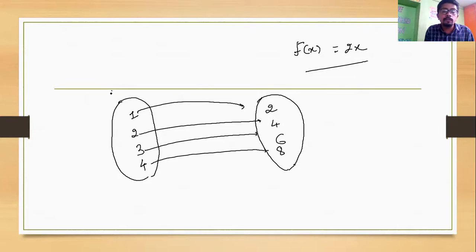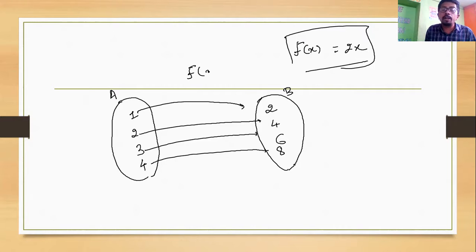So this is set A, this is set B. There are two sets, set A and set B. We are applying the doubling of an element. If we take 1, the answer for 1 is 2. If we take 2, the answer is 4. If we take 3, the answer is 6. If we take 4, the answer is 8. So this means what? It is a function.